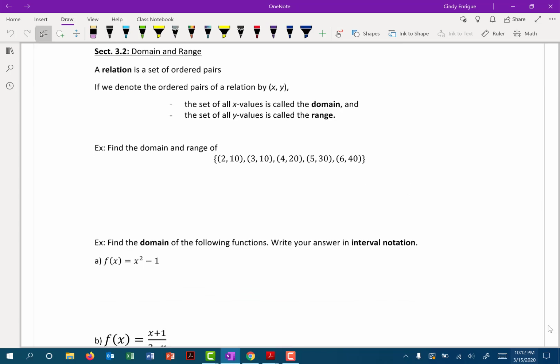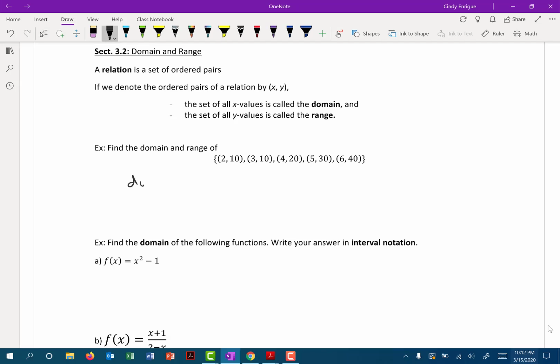So for this set down below, we want to find the domain and the range of the following. So the domain, having to do with the x values, is going to be the set of all of my x values. So I'm going to have 2, 3, 4, 5, and 6 inside of my domain. Now for my range, that's a set of y values.